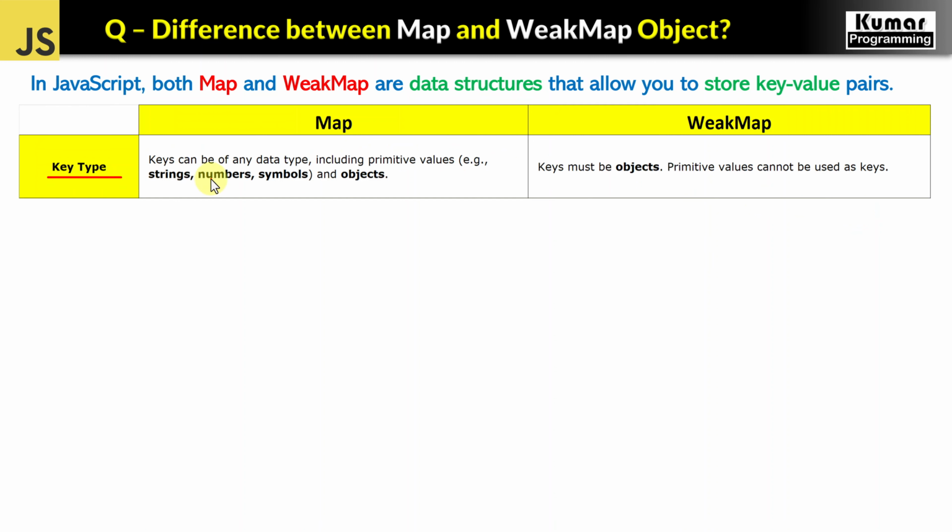So our first difference is key type. In Map, a key can be any data type, including primitive values like string, number, boolean, symbol, as well as non-primitive data types such as objects. That is one of the major differences. On the other hand, in WeakMap, the key must be an object. Primitive values cannot be used as a key. Now let's see these differences side by side in a practical demonstration.